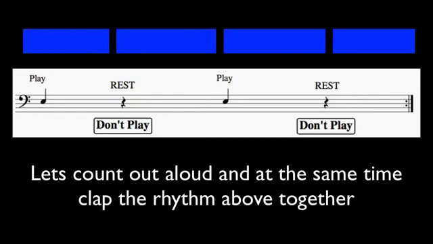Let's count out aloud and at the same time clap the rhythm above together. 1, 2, 3, 4. 1, 2, 3, 4. 1, 2, 3, 4.